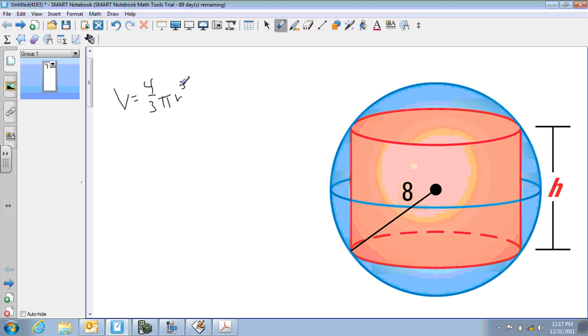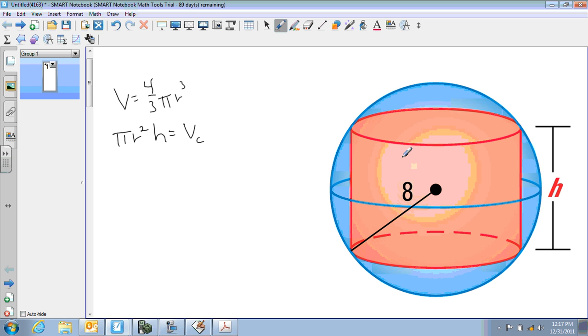What I do need to know is that the volume of the cylinder is going to be pi r squared h. That's because pi r squared is the area of my base, and h is the height. So that's going to be the volume of my cylinder, and that's really all that I need to know here.